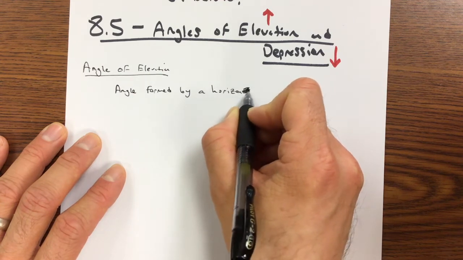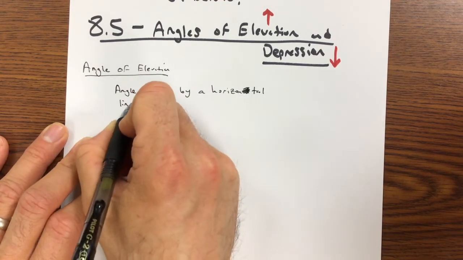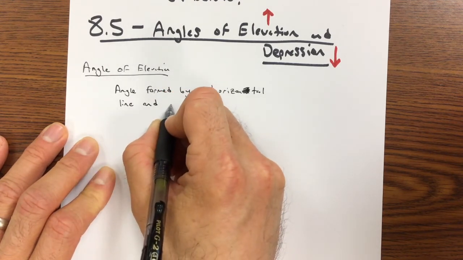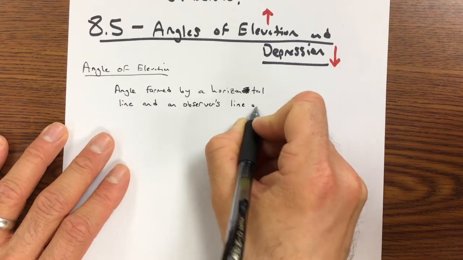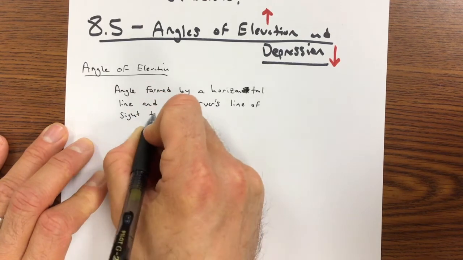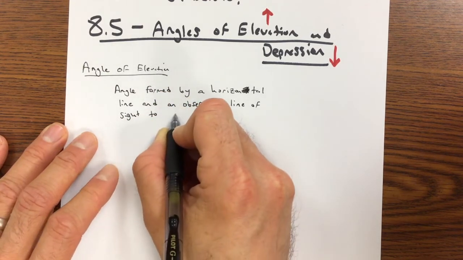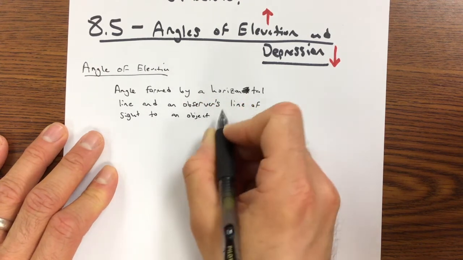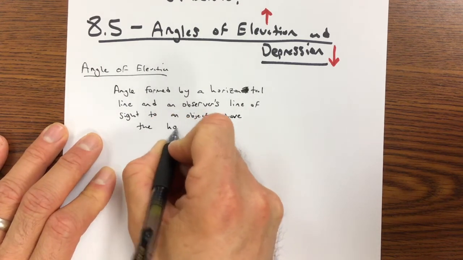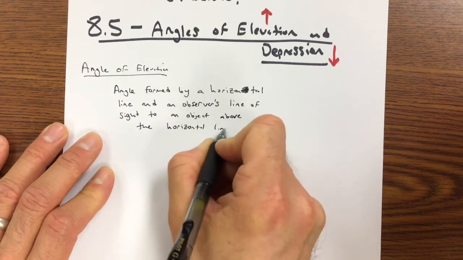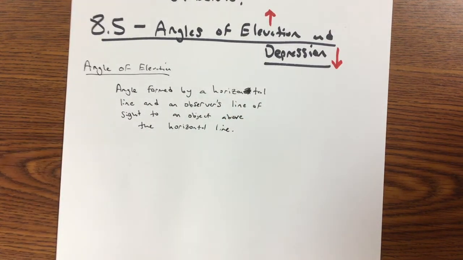Wow, already misspelled. A horizontal line and an observer's line of sight to an object, almost done, above the horizontal line. So from start to finish, great handwriting, right? An angle of elevation is an angle formed by a horizontal line and an observer's line of sight to an object above the horizontal line.